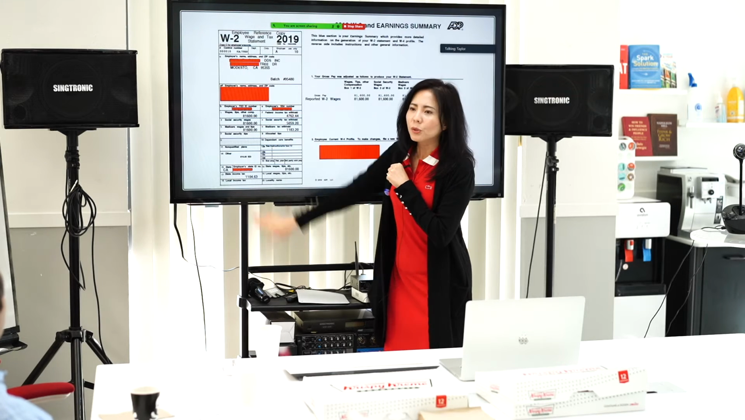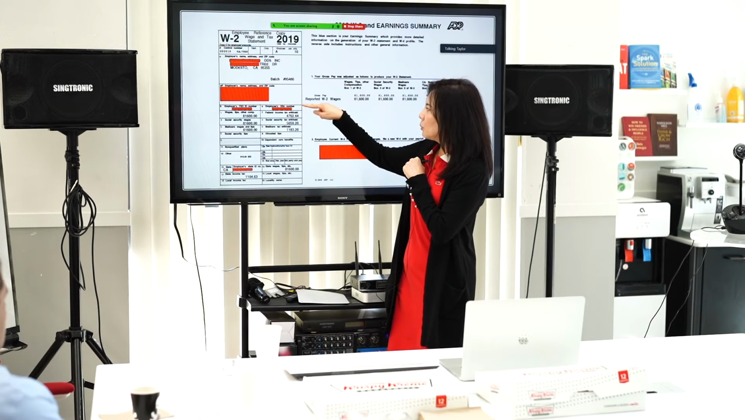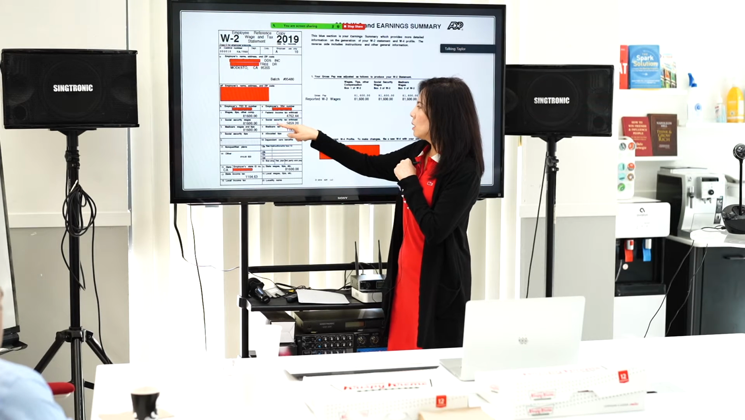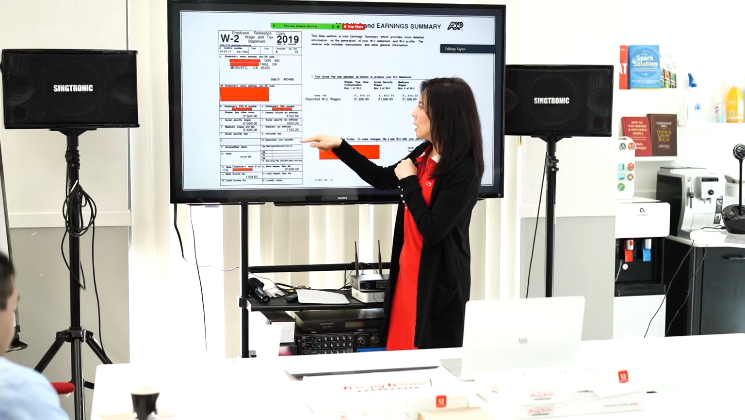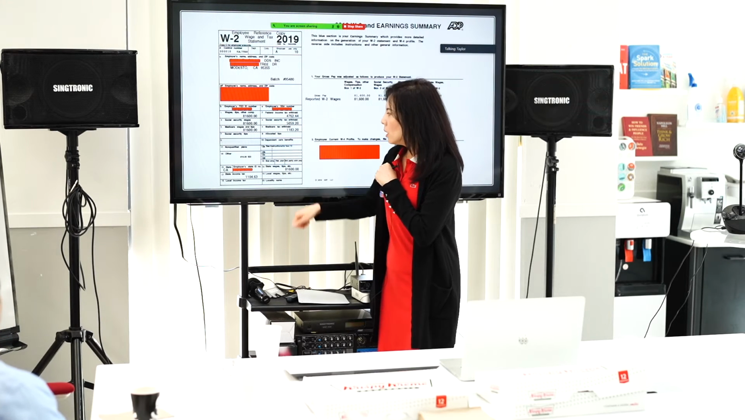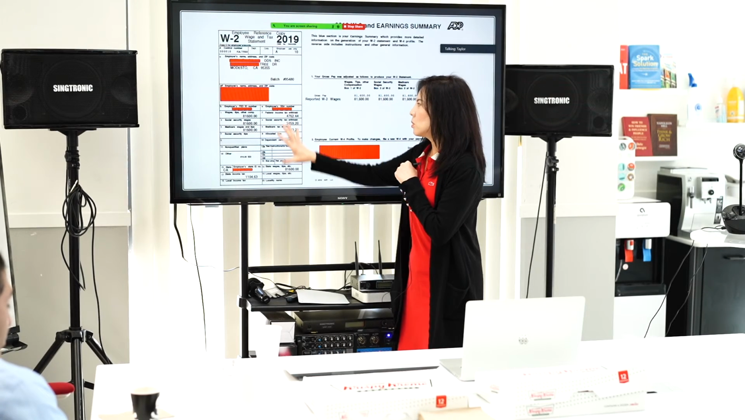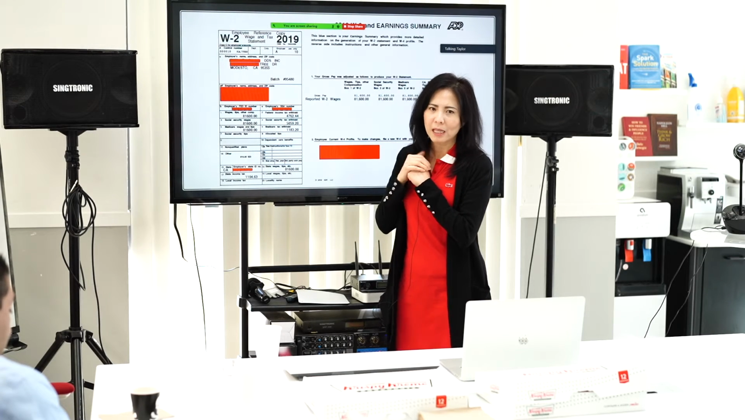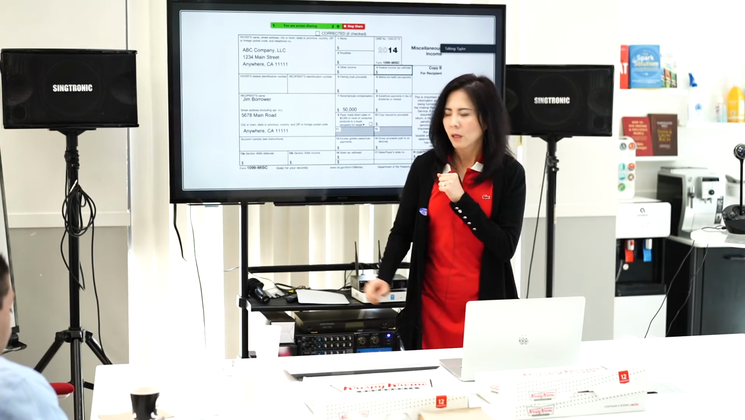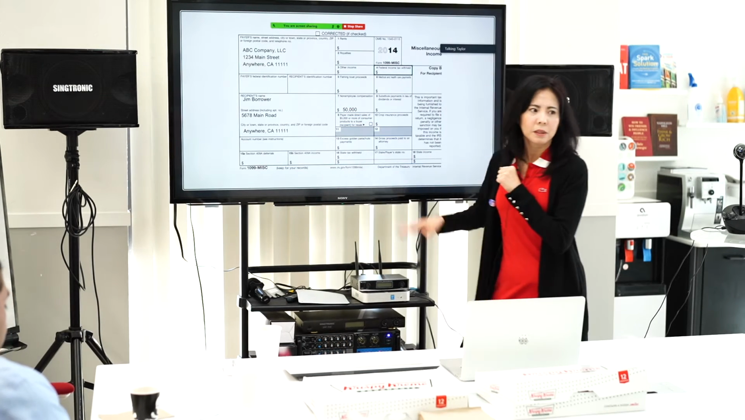And on the W-2, you see the tax withheld over here. Federal income tax withheld, Social Security tax withheld, and Medicare tax withheld, and other. So with the W-2, you will see the tax withheld. But the 1099 only shows the income. This is somebody else's.